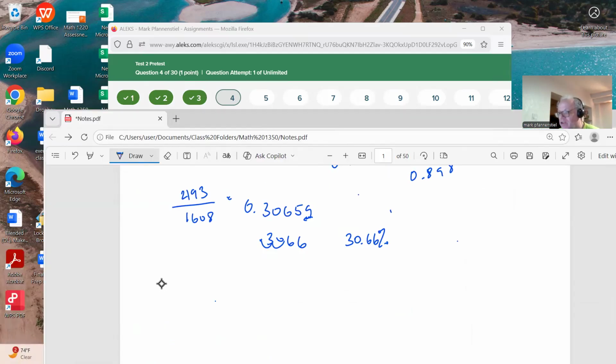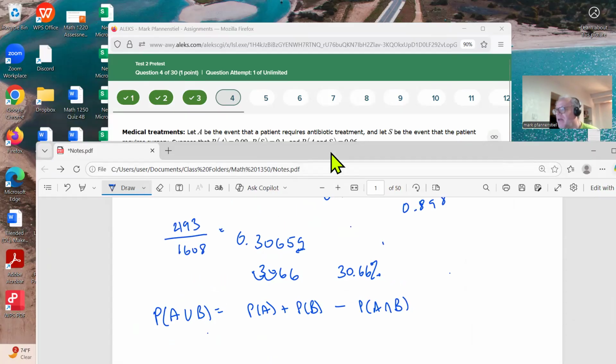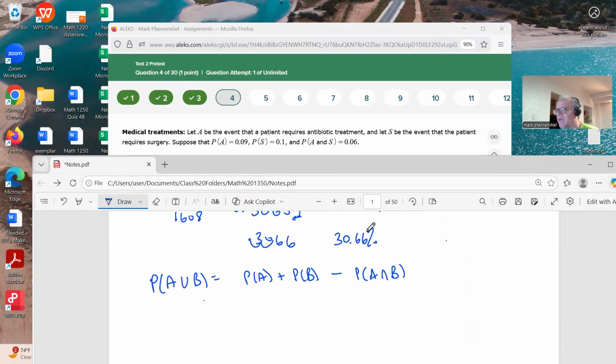So this goes back to way back when we were looking at the probability of A union B. This was equal to the probability of A plus the probability of B minus the probability of A and B. All right, and that's what we're going to figure out. So we have to do both of them. So this is what we're trying to figure out here. So we want 0.09 plus 0.10, right? That's 10%, minus 0.06, and that's what we're going to sort out now.